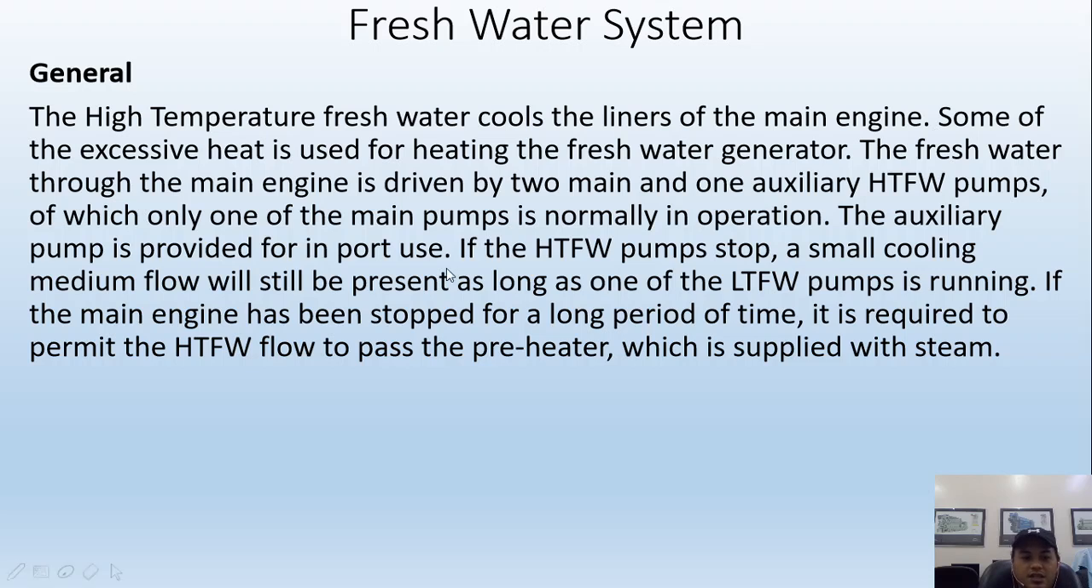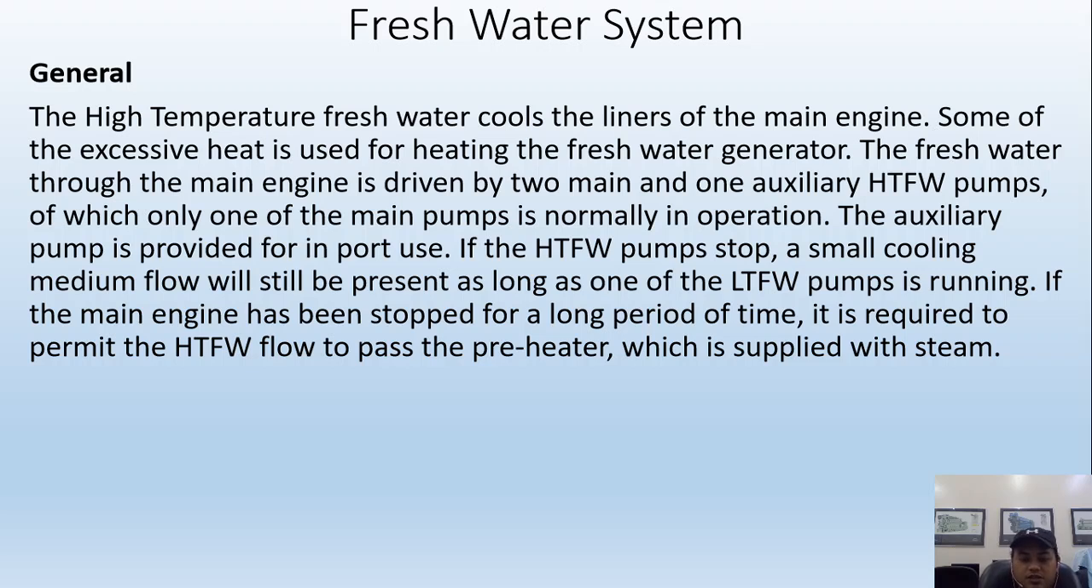So if the main engine has been stopped for a long period of time, it is required to permit the HT flow to pass the preheater, which is supplied with steam. So before you start the main engine, or if you have stopped the main engine for a longer period of time, you should always preheat our HT freshwater flow. So we have a heater using steam, so we can heat it. Before we start the main engine, it should have a temperature of around 70 degrees or close to that. So that the movements of our engine are smooth when it is preheated.